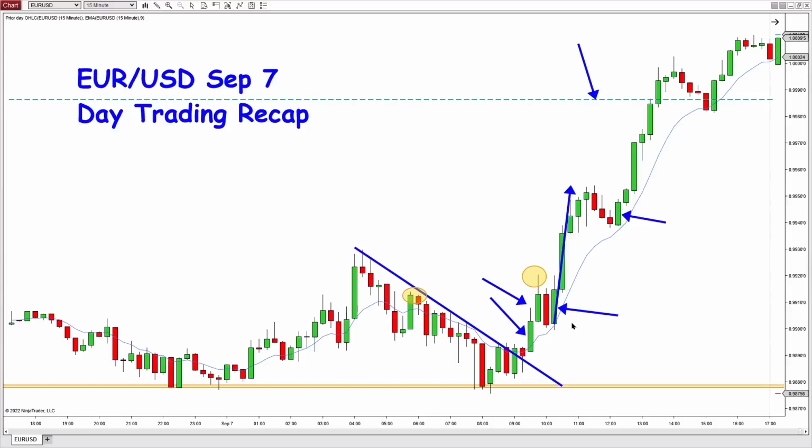But for a beginner day trader, you need to take this opportunity to go up. This is a trendline break. And then you want to scalp for a quick profit.